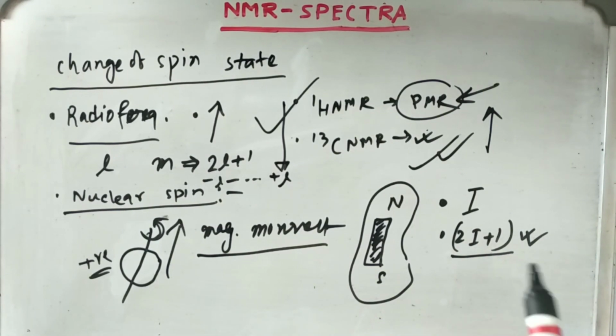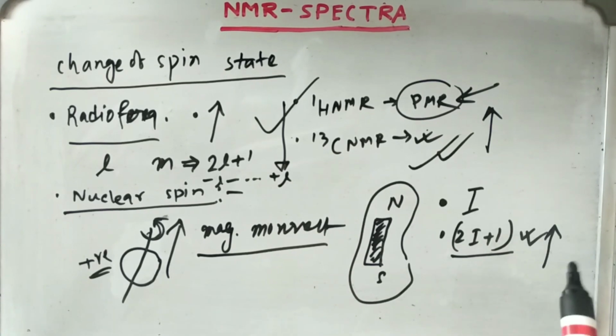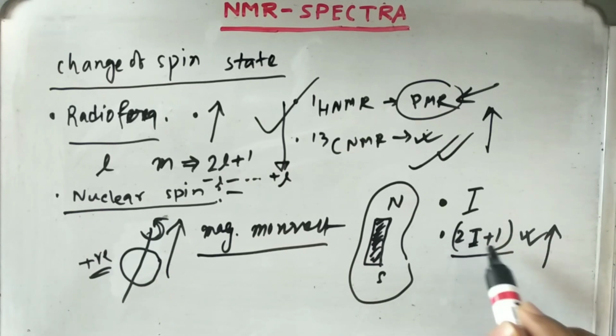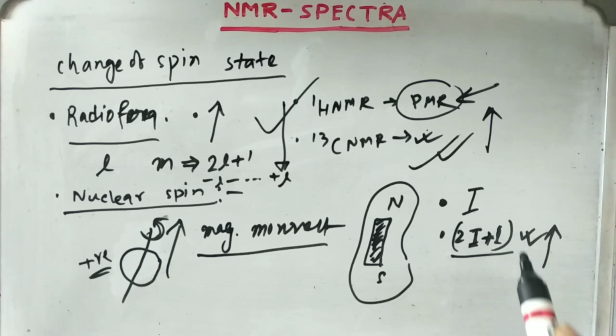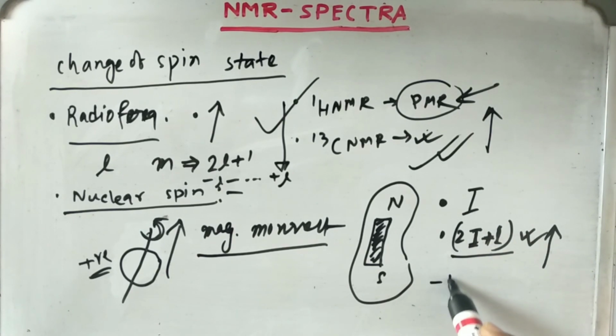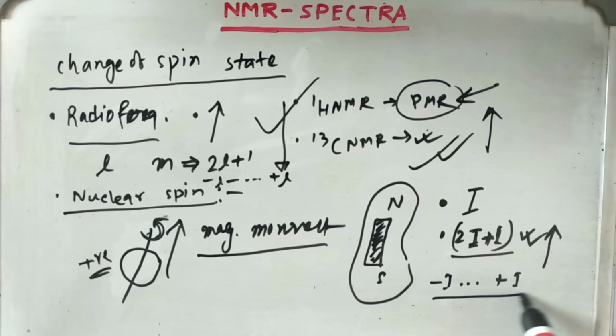That magnetic moment will show the NMR spectrum. So here, 2I plus 1 total possible spin states are present, and those are from minus I to, of course, plus I, similar to the previous case. Of course, the difference will be 1.